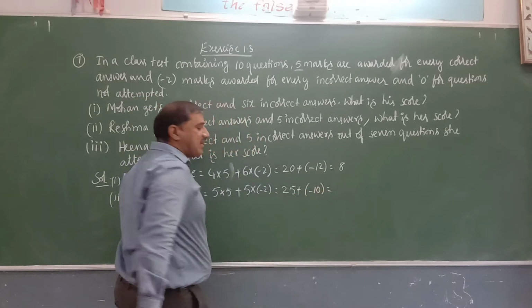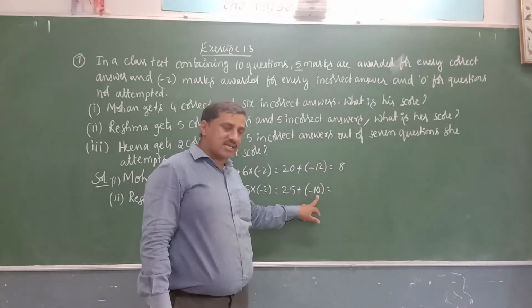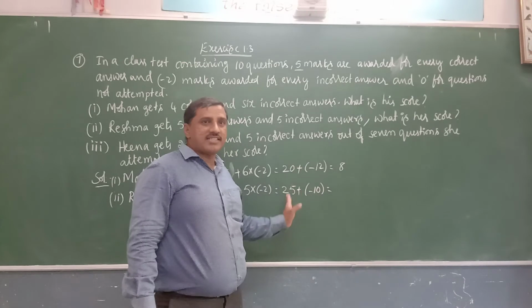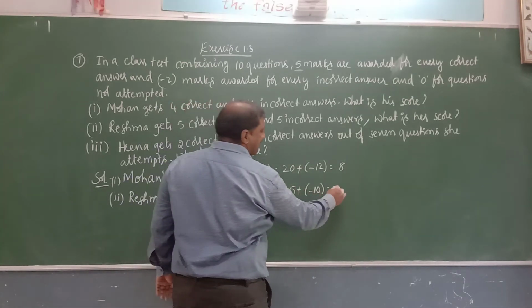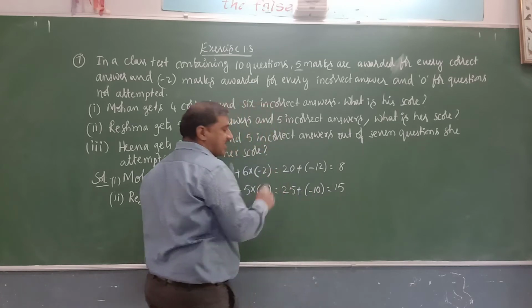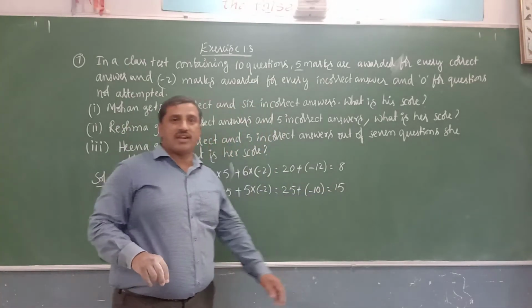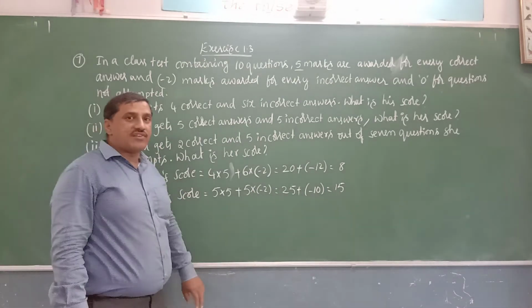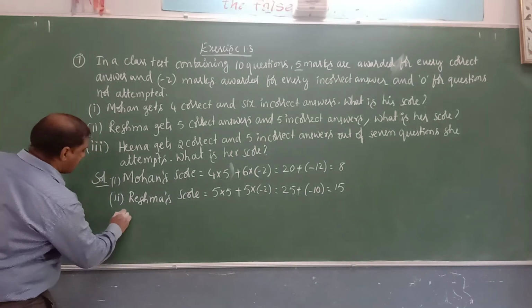Now what are we doing? We are adding one positive integer and one negative integer. How to add one positive and one negative? Subtract the smaller number from the greater number. That is 25 minus 10 is 15, and 25 is the greater number which has a plus sign, therefore we get plus 15. Hence Reshma's score is how much? It is 15 marks. Now the third student is Hina.